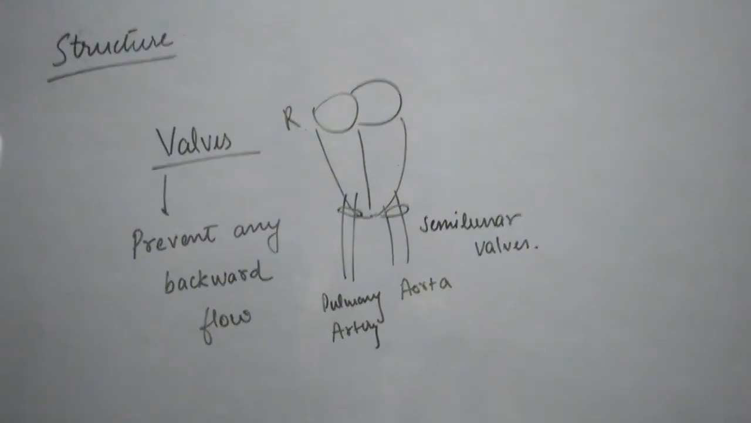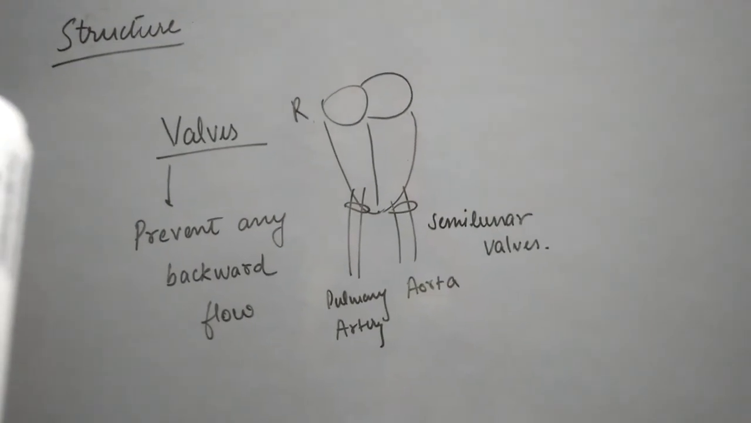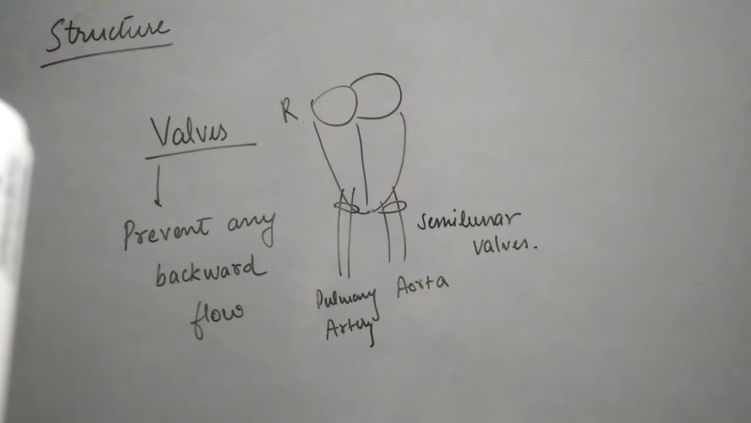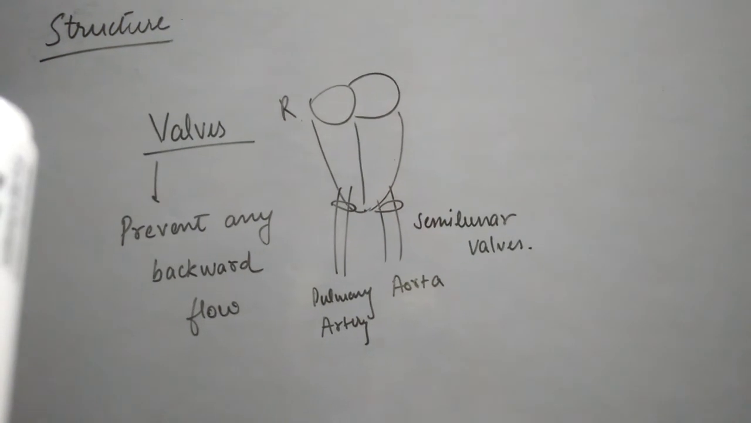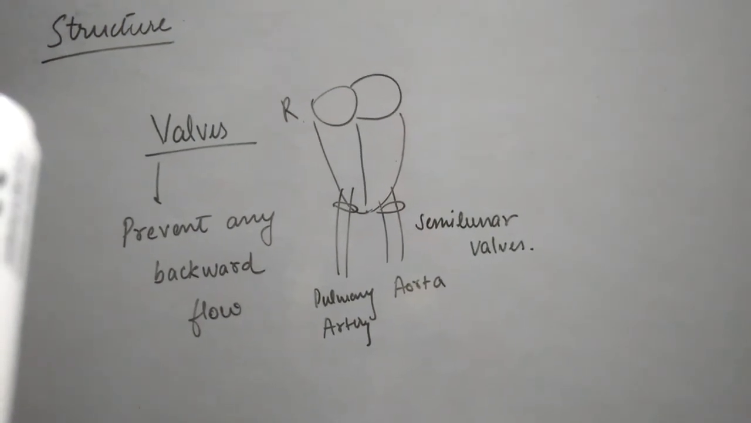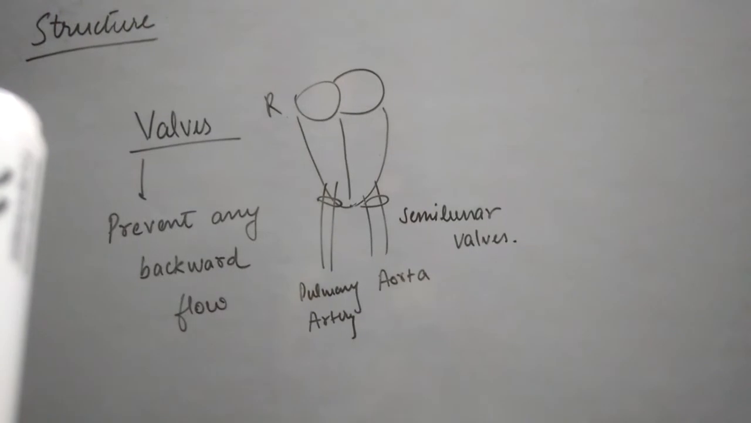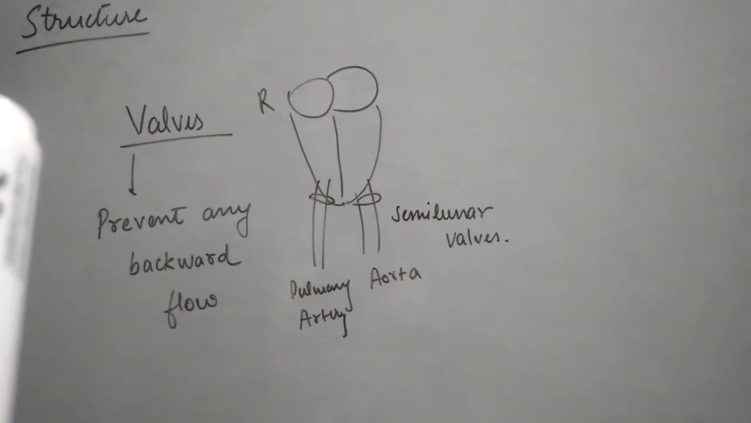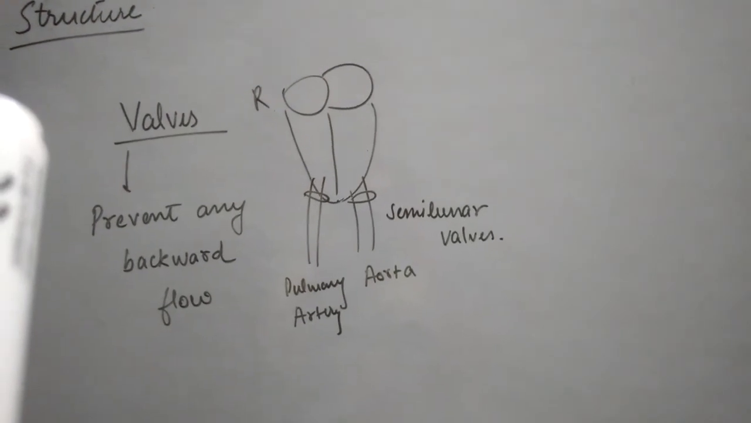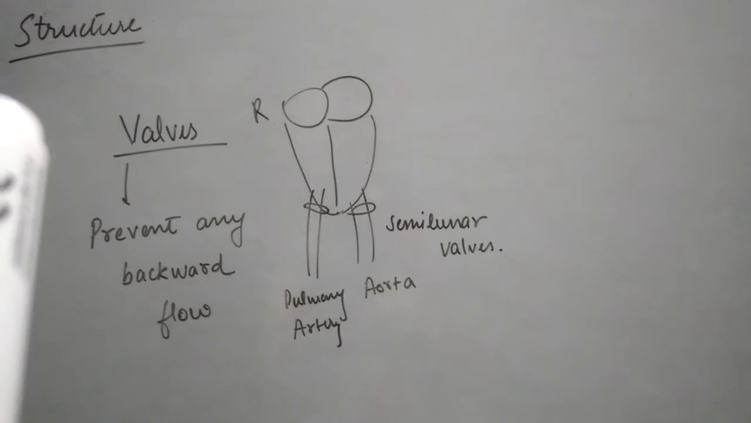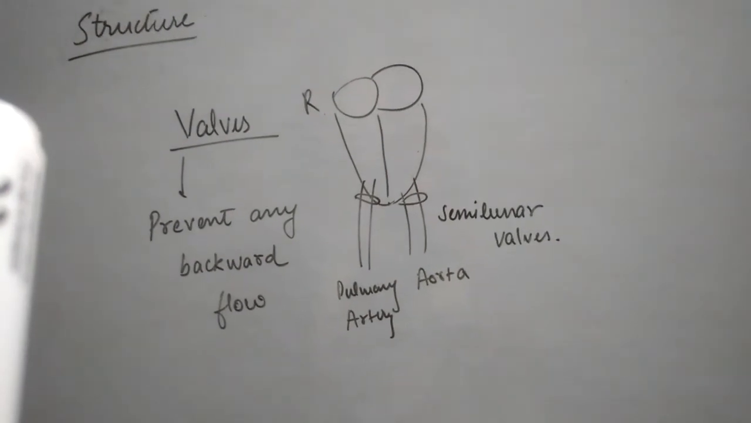Along with these valves, we have some valves in between the heart and the vessels. When the blood of the right side of the heart goes into the pulmonary artery, it has a valve in between called the semilunar valve. Similarly, we have a semilunar valve when the blood from the left side of the heart goes into the aorta. So when the blood leaves the heart and enters the vessels, there are semilunar valves. Why semilunar? Because the shape is semilunar. Semi means half and lunar is full moon, so they are half-shaped valves. And the function of a valve is to prevent any backward flow.